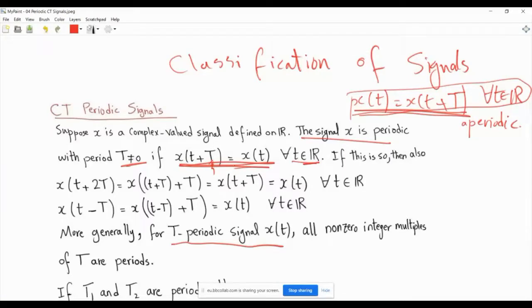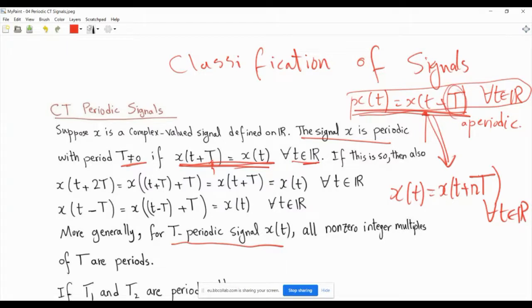Now, suppose that you have a signal for which this is satisfied. So there is a non-zero big T for which you know that this is true for every small t. Then actually you can show that x of t is equal to x of t plus small n big T for every t in R. So if this is true for some non-zero big T, it will be true for all integer multiples of big T. So n here is an integer.